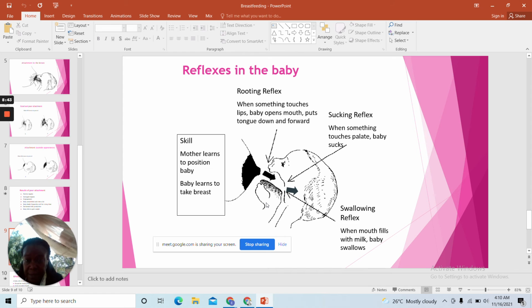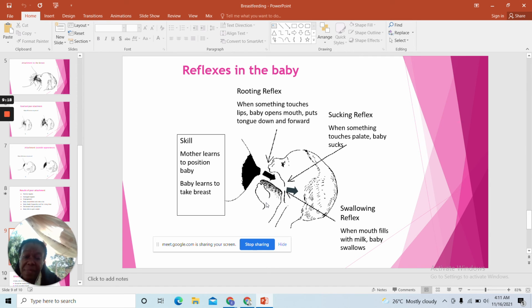Some of the reflexes that the baby has during breastfeeding: we have the rooting reflex, where when something touches the lips, the baby opens the mouth. So I said, you do not force the breast into the child's mouth, but with the reflex, once it is brought close to the mouth, the baby will automatically open the mouth, put the tongue down and forward, and attach to the breast. Then we also have the suckling reflex, whereby when something touches the baby's palate inside the mouth, the baby will start suckling. We also have the swallowing reflex. When milk fills the baby's mouth, the baby will swallow the milk.